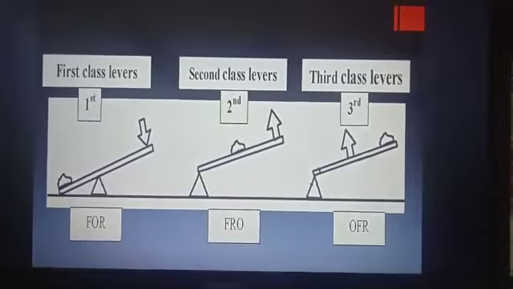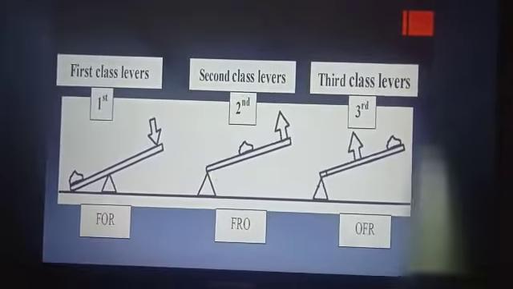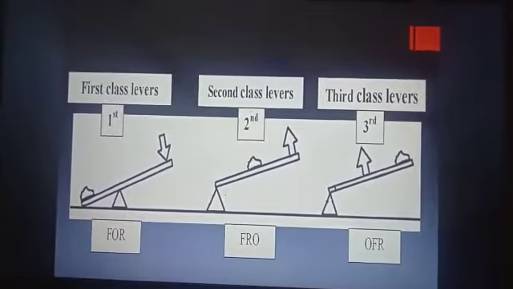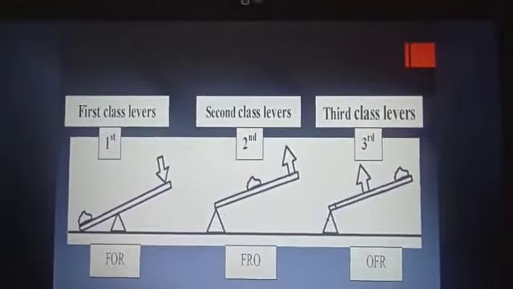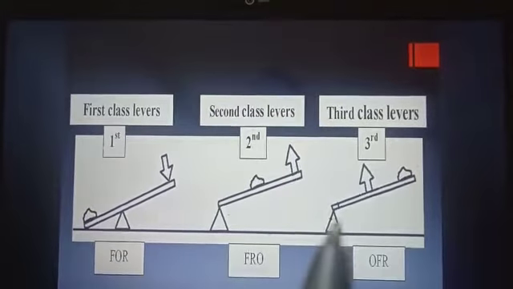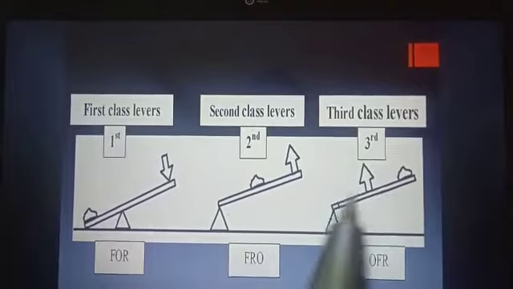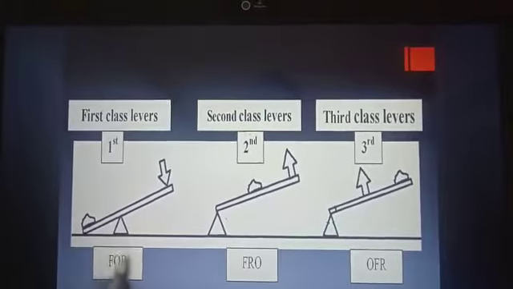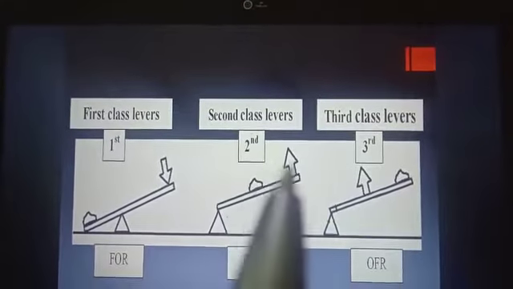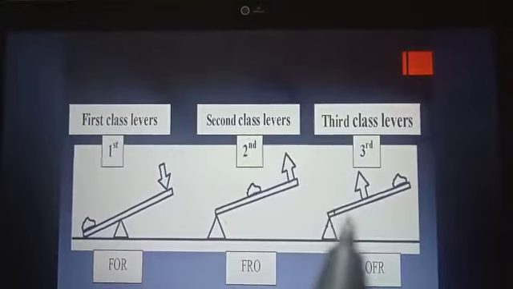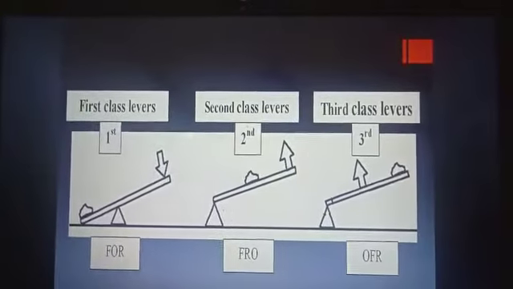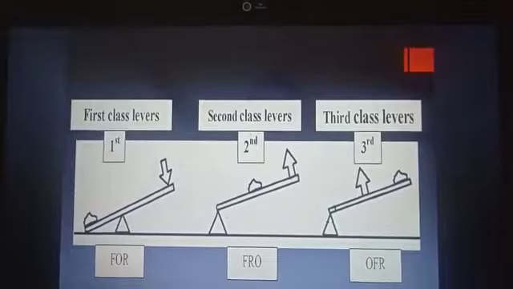The third type is the third class lever. It is called third class lever because F is between fulcrum and resistance force. So in the first class lever O is in the middle, in the second class lever R is in the middle, and in the third class lever F is in the middle. So the types of levers depend on the position of F, R and O.